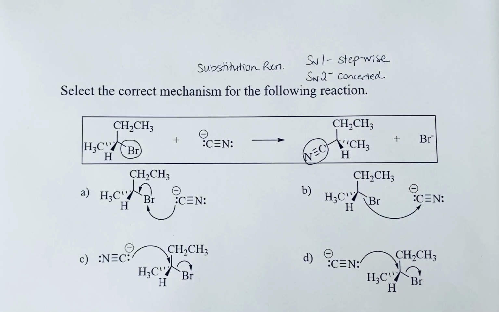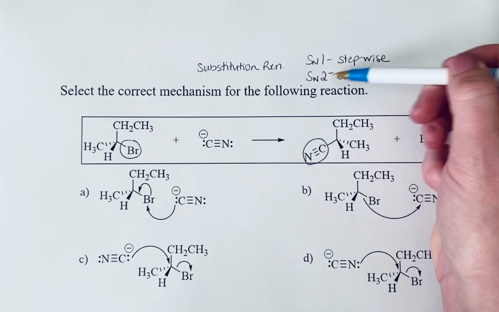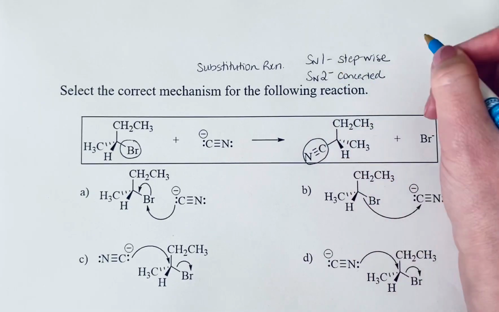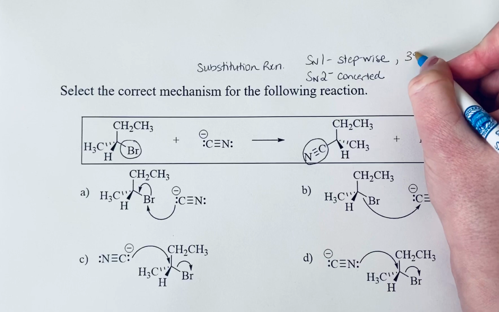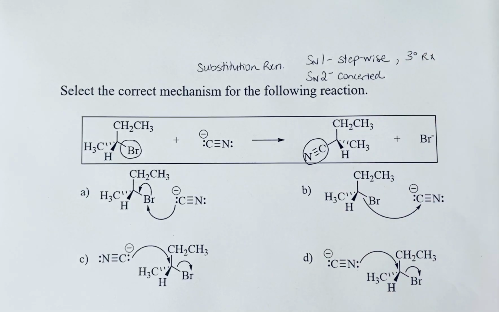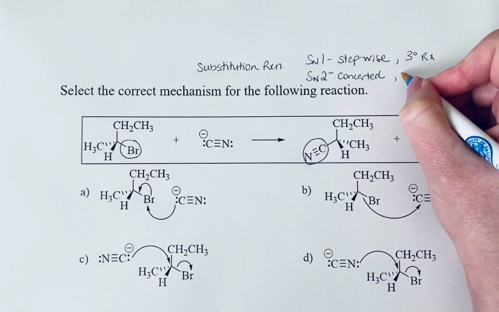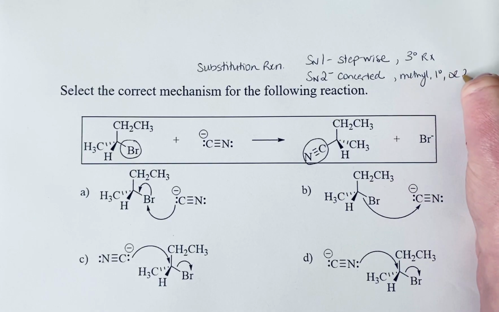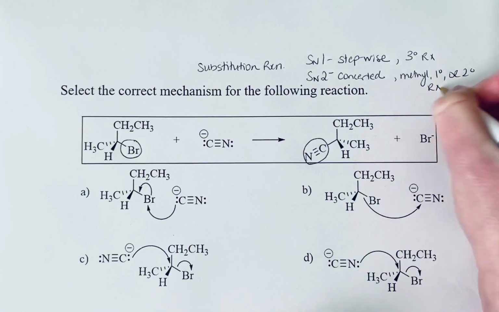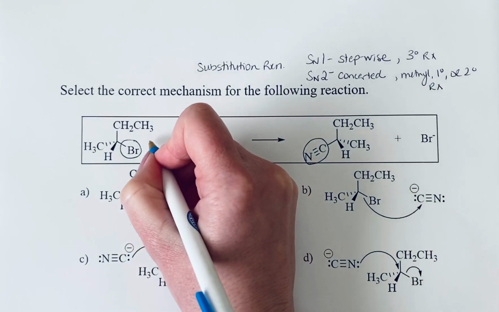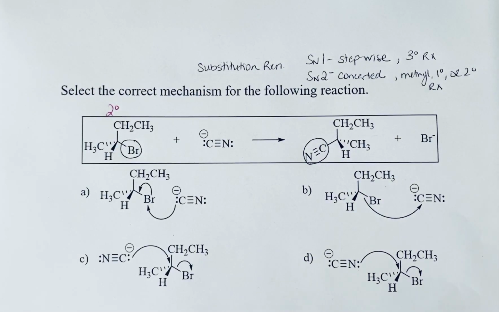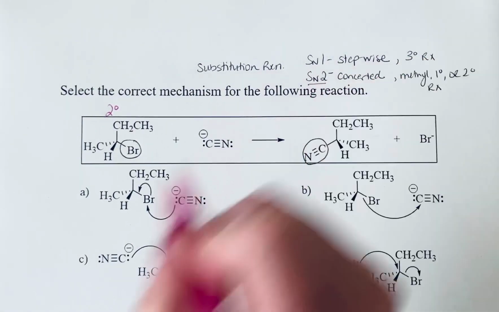The biggest thing that distinguishes whether a substitution reaction is SN1 or SN2 is the structure of the substrate. So for SN1 reactions, the substrate will be a tertiary alkyl halide. And your SN2 reactions will occur with methyl, primary, or secondary alkyl halides. Looking at our starting material, this is a secondary alkyl halide. So that means that this is an SN2 reaction.